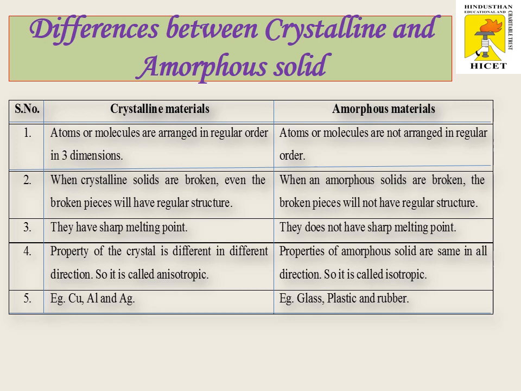Crystalline solids always have a sharp melting point, but amorphous solids do not have any sharp melting point. The property of a crystal is different in different directions, so crystalline solids are anisotropic in nature. But the property of amorphous solids is the same in all directions, so amorphous solids are called isotropic in nature. Examples of crystalline materials: copper, aluminium, silver, etc. Examples of amorphous materials: glass, plastic, rubber, etc.